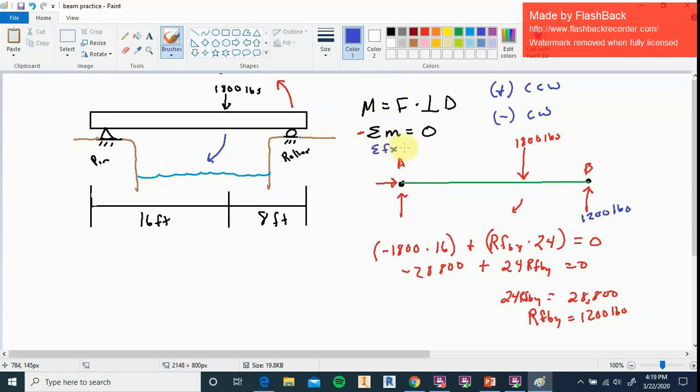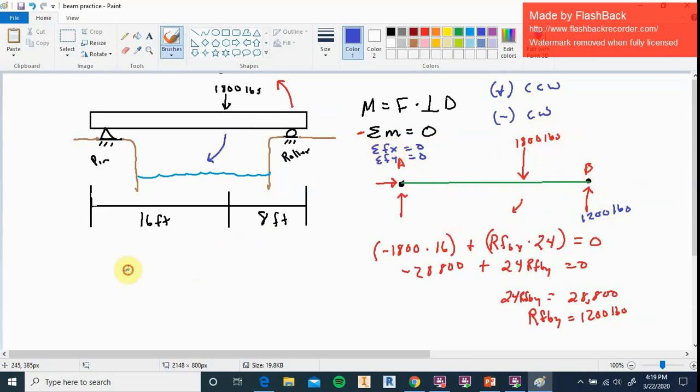So we have the sum of the forces in x equals 0 and the sum of the forces in y equals 0. And I already know that this whole system, right, this whole beam is not moving. It's at rest. So that means that not only are the moments in equilibrium like we saw here, but that also means everything in x is in equilibrium and everything in y is in equilibrium. So what that means is if I have 1,800 going down, I have to have a total of 1,800 going up.